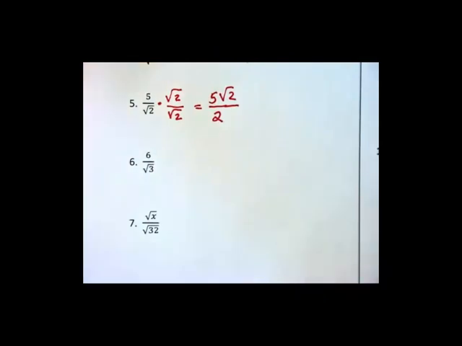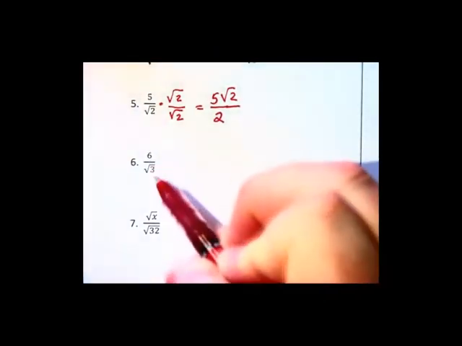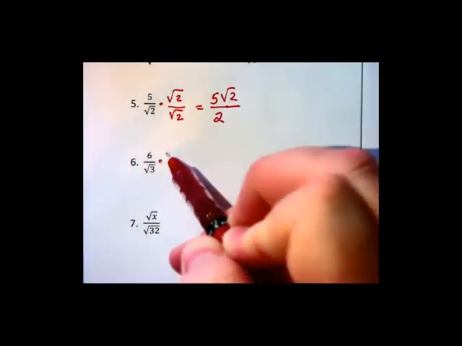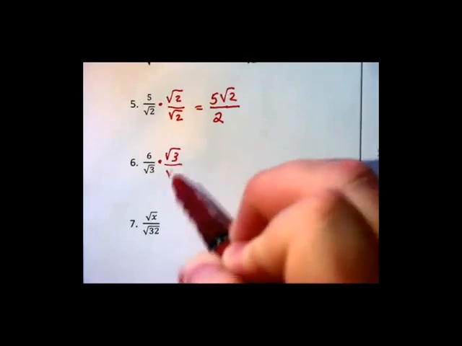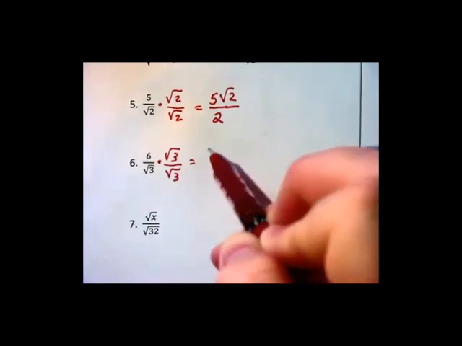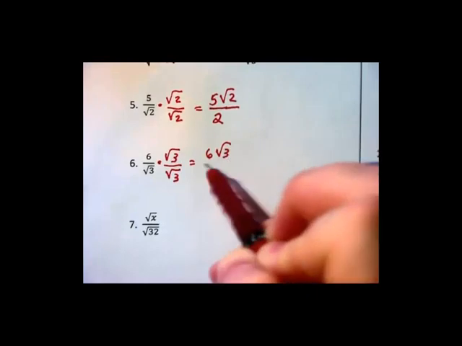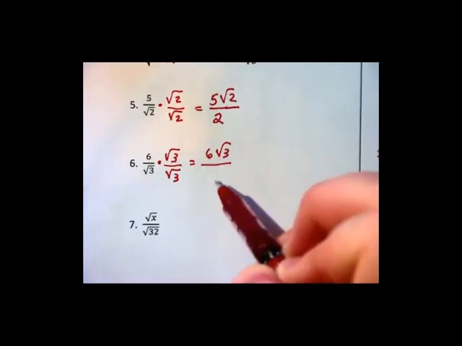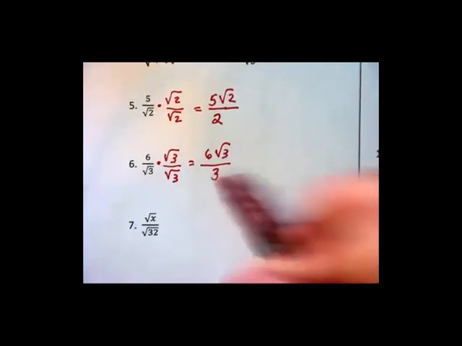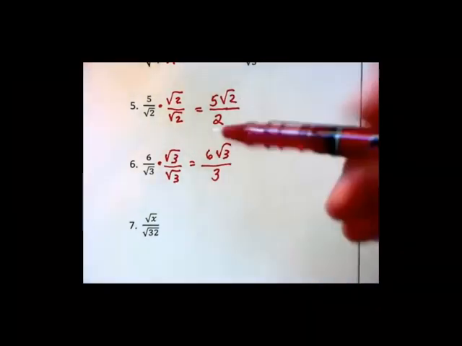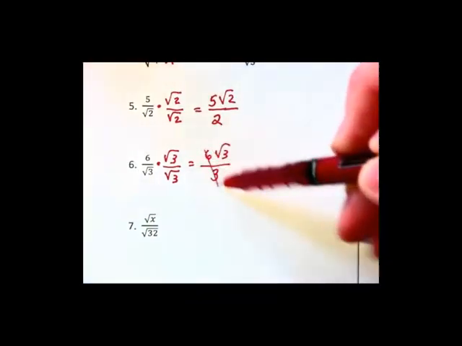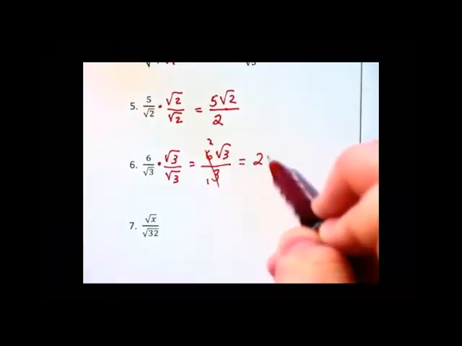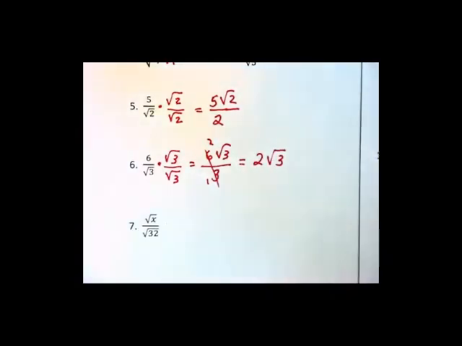Number 6. The 6 and the 3 can't cancel. So we're going to multiply by root 3 over root 3. That will give us 6 root 3 up above, and in the denominator, root 3 times root 3 is root 9, which is the whole number 3. Now the 6 and the 3 can cancel with each other, and you can have 2 root 3 as your simplified answer.